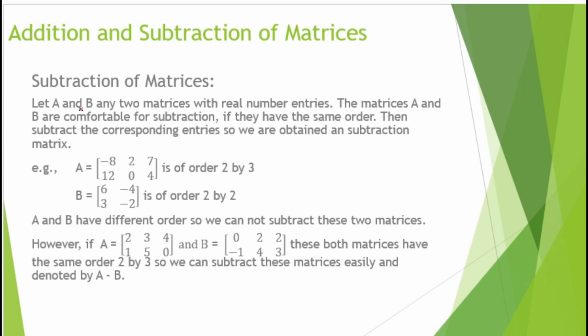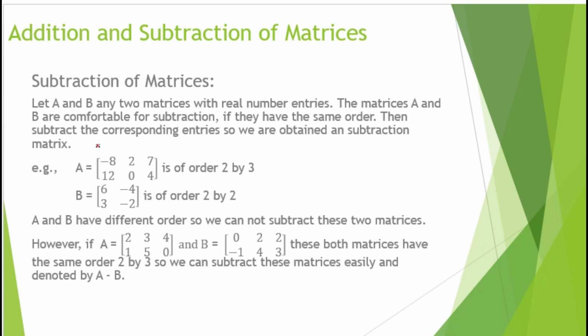Let A and B be any two matrices with real number entries. The matrices A and B are conformable for subtraction if they have the same order. Then subtract the corresponding entries and we obtain the subtraction of the matrices. It's just like addition of matrices. In addition, the order should be the same and we add their corresponding entries. But in subtraction of matrices, the order should be the same and we subtract the corresponding entries.